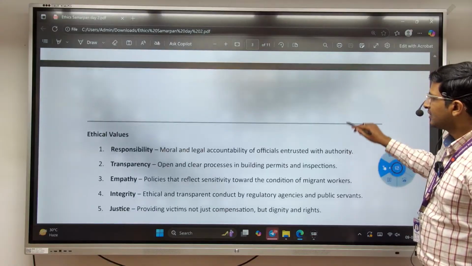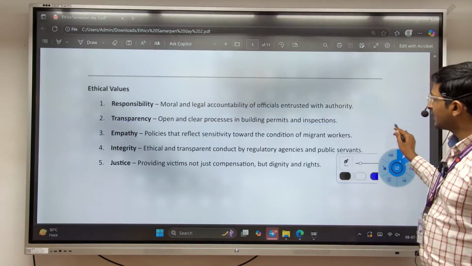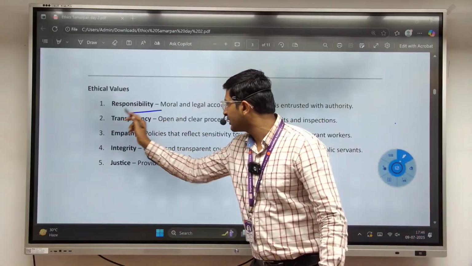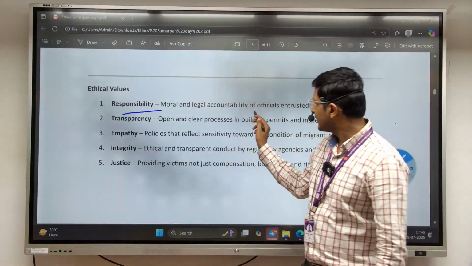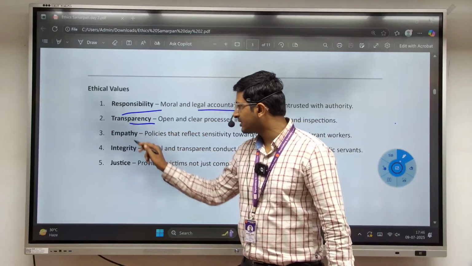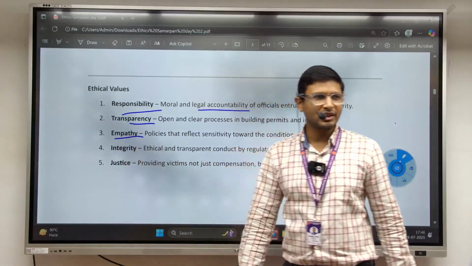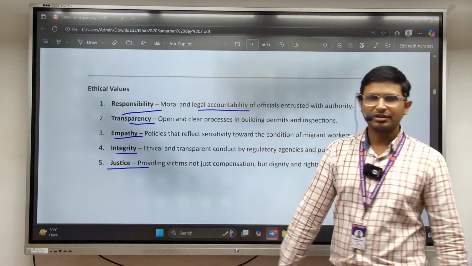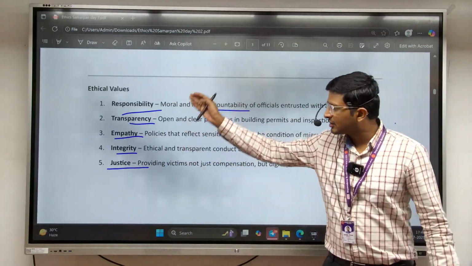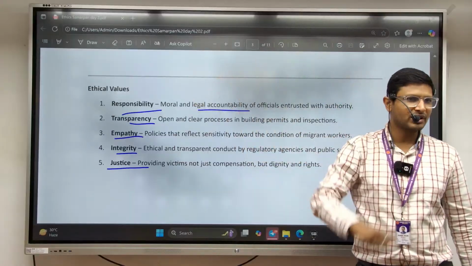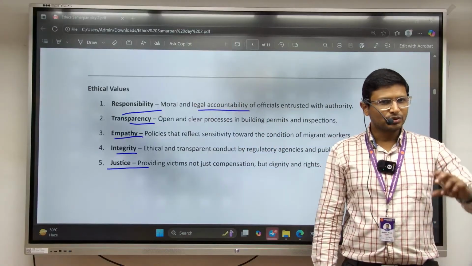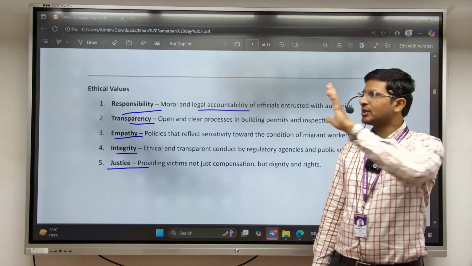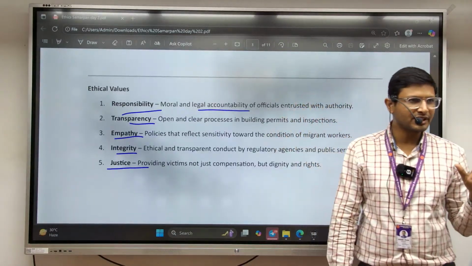Like these are the different types of ethical values that you have to use in your case study. You have to write about responsibility, moral and legal accountability, transparency, empathy for the weaker section, integrity towards your job, and justice for the weakest, justice for the victims. All these ethical values also you can use in your case studies. ओके, सो इथिकल वैल्यूज भी यूज करनी है, थिंकर्स भी यूज करने हैं, और डिमांड ऑफ द क्वेश्चन भी फुलफिल करना है. समझ आई केस स्टडी?